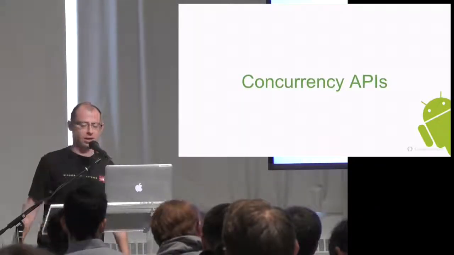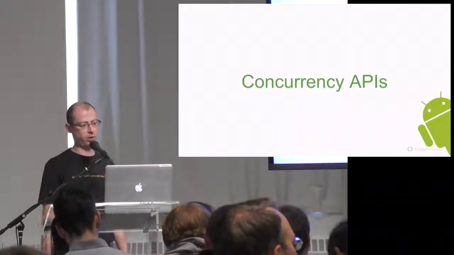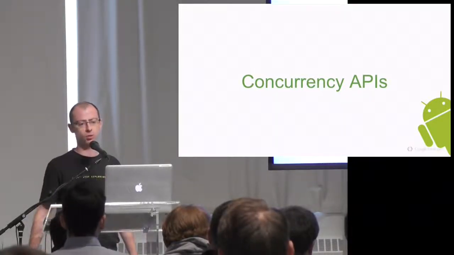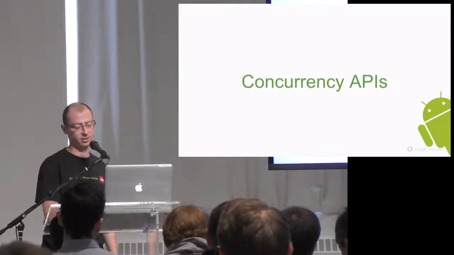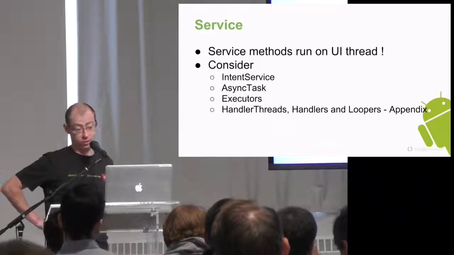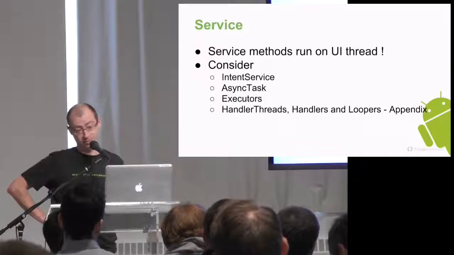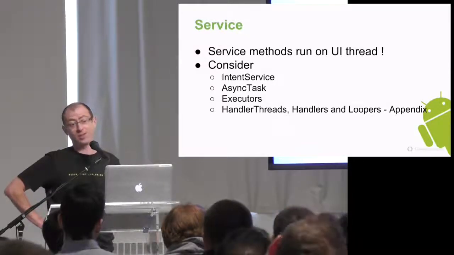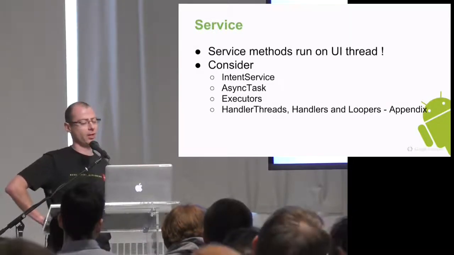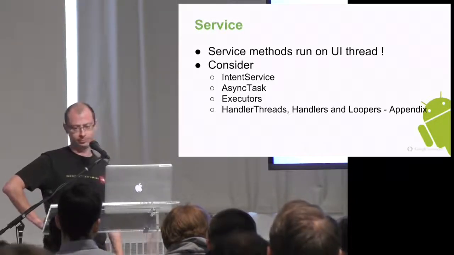And we are at our next bunch of friends, which are around concurrency APIs, which I find really important to understand in order to make your app fast and responsive. Please remember, and unfortunately people forget it, service methods run on the UI thread. Myself included, I made this mistake more than once. I thought, okay, I'm shifting stuff to a service, maybe it will behave better. And then I was disappointed, each time.